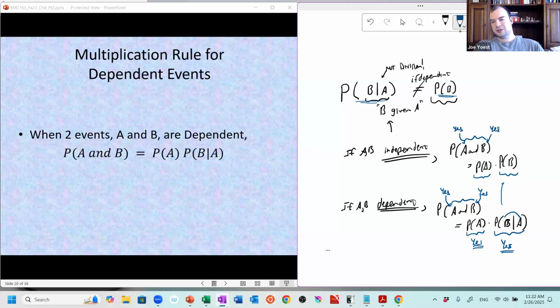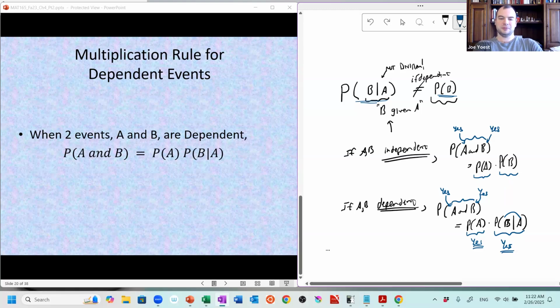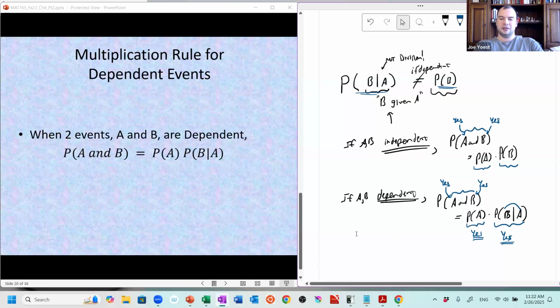So we see that really the multiplication rule for independent events is a special case of the more general multiplication rule for dependent events. If A and B are independent, probability of B given A is just probability of B, and we get the special case, the independent event rule. But the more general rule is the dependent event rule with the conditional probability.